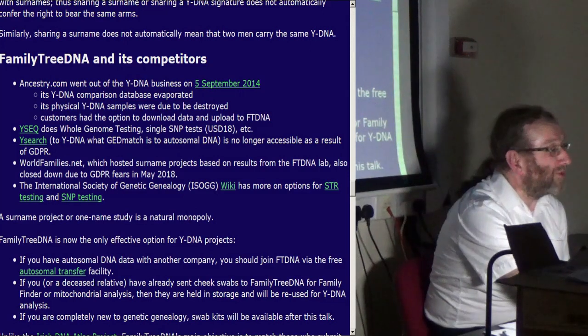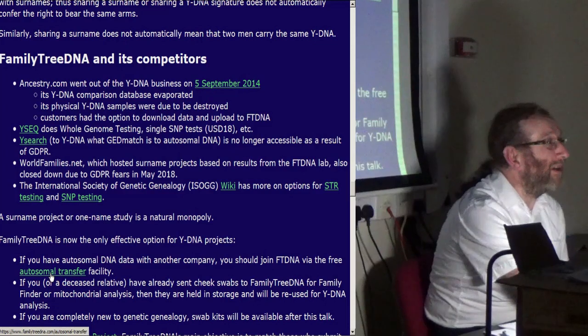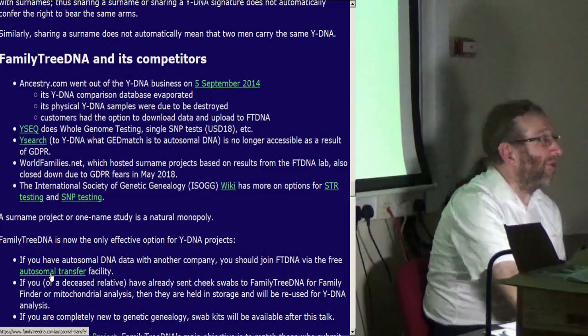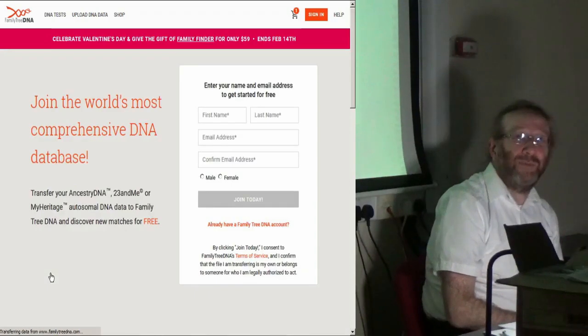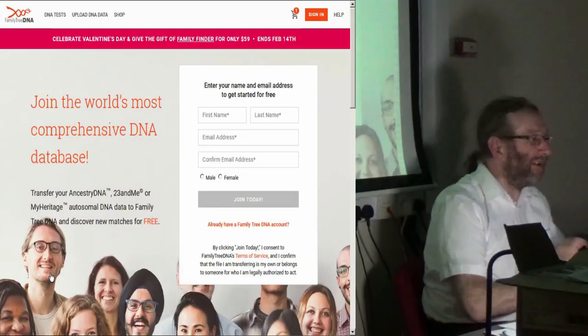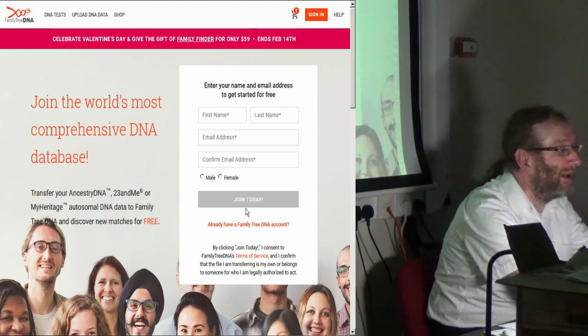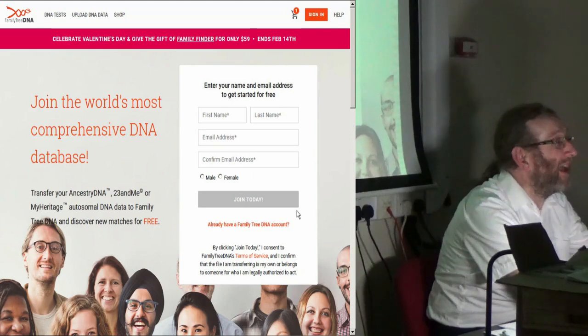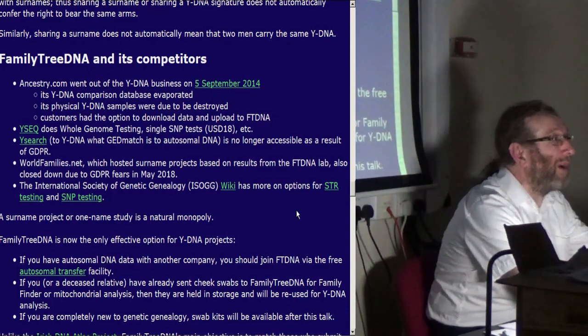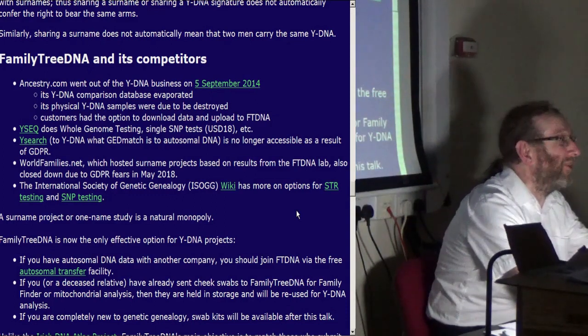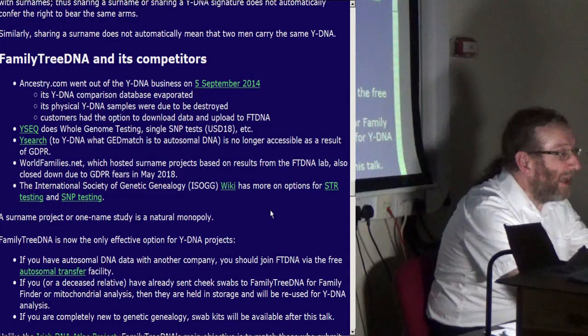If you're not a Family Tree DNA customer, but you are with Ancestry or 23andMe or one of the other companies, there's a free autosomal transfer facility where you can download your data from the other company and upload it to Family Tree DNA just by filling in that form and following the instructions. And then they'll send you out swabs and they'll associate your Y chromosome results with your autosomal DNA results.